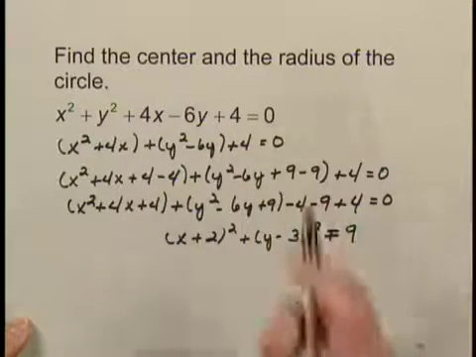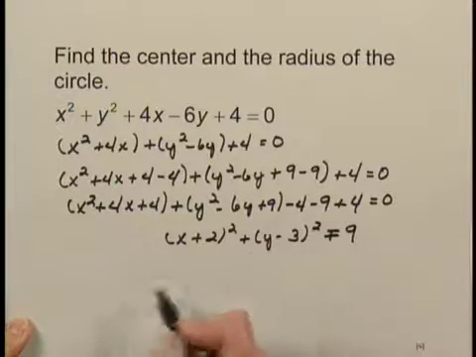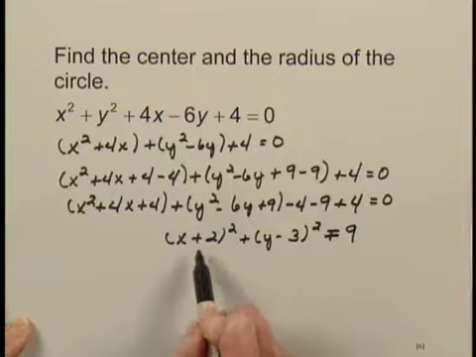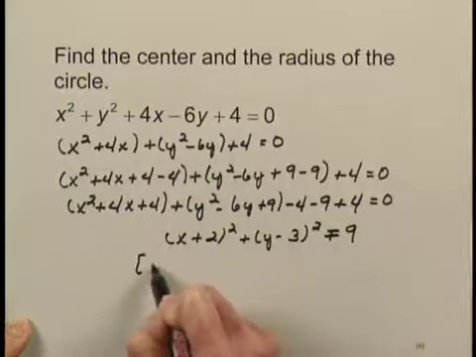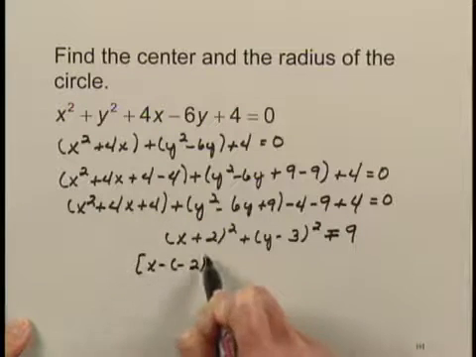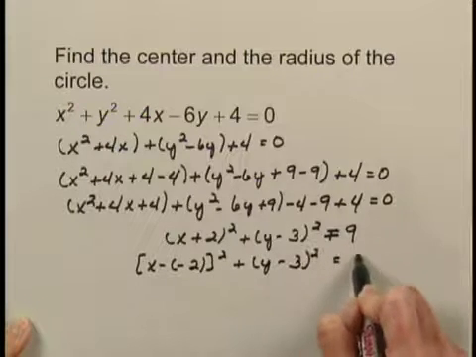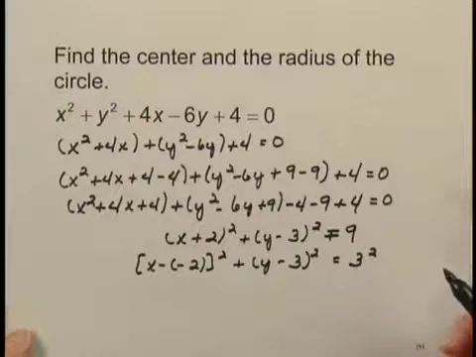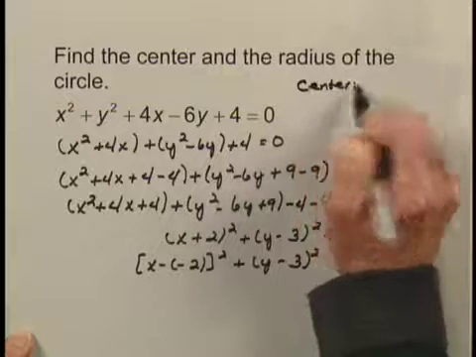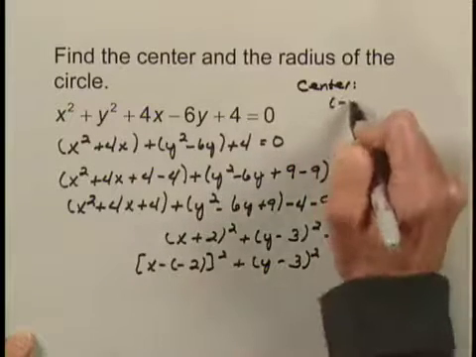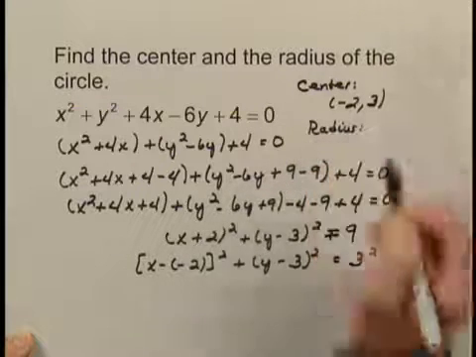Now I want to find the center and the radius of the circle, so I still have to do another step to get this in standard form for the equation of a circle, because I want it in the form x minus h squared plus y minus k squared equals r squared. So I'm going to write this as x minus negative 2 squared plus y minus 3 squared is equal to 3 squared. And now I'm able to determine that the center is negative 2, 3, and the radius is 3.